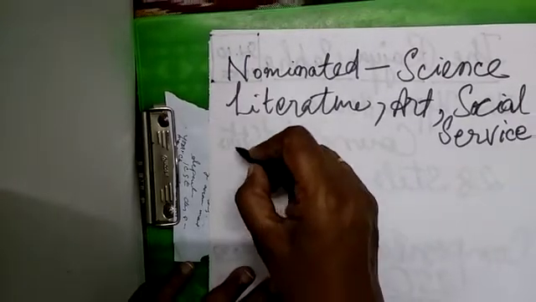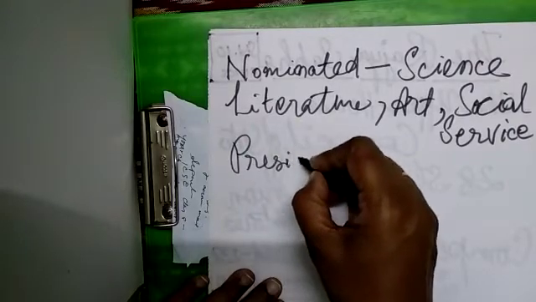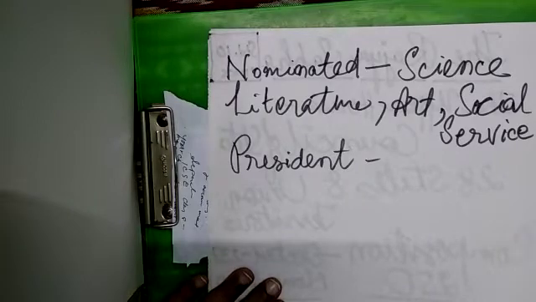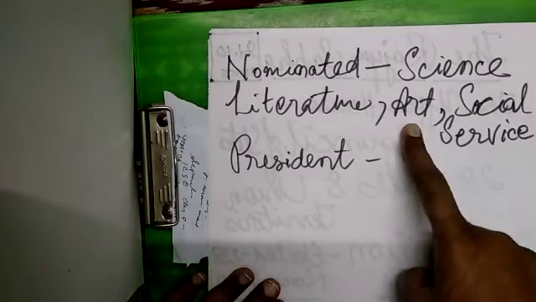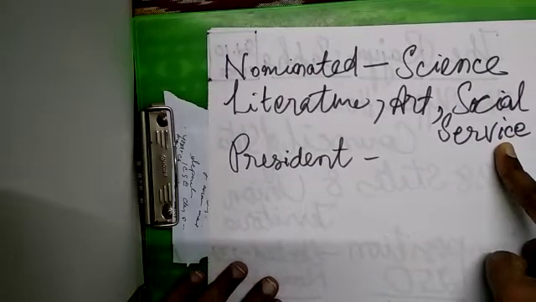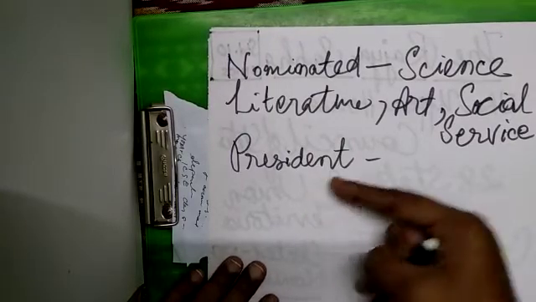Who nominates the members to the Rajya Sabha? The President nominates. How many members? 12. From what field are the members to be? They must be the people in the country who excel in the field of science, literature, art, and social service. And these 12 members are nominated to Rajya Sabha by the President of India.